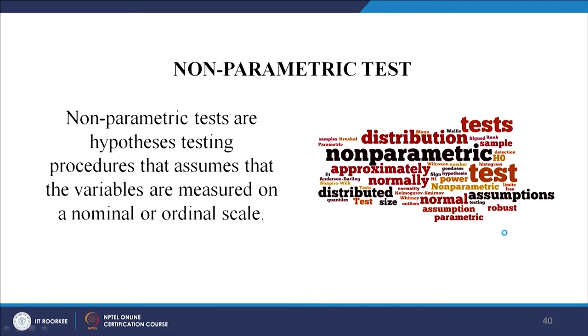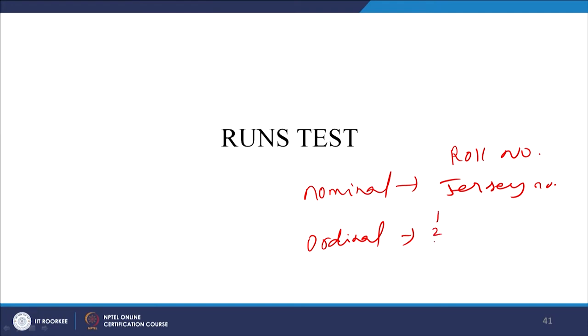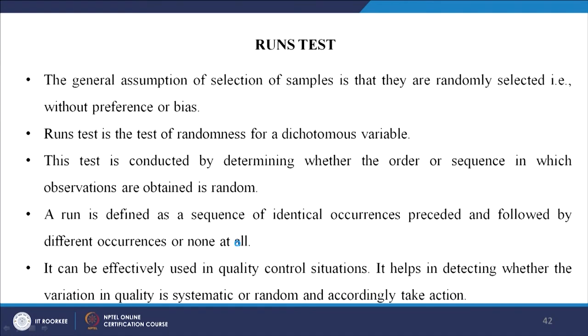Non-parametric tests, as I'll repeat again, are hypothesis testing procedures that assume that the variables are measured on a nominal or ordinal scale, right. You know what is a nominal scale? Basically, a nominal scale is something which is just like a code. For example, the roll number, the jersey number of a player. These are all nominal, so they are only for coding. The purpose is to identify. However, if the data is in ordinal form, that means it is in an order, rank 1, rank 2, rank 3, rank 4, then also in such a condition we can use the non-parametric test. Basically, these are mostly categorical data.